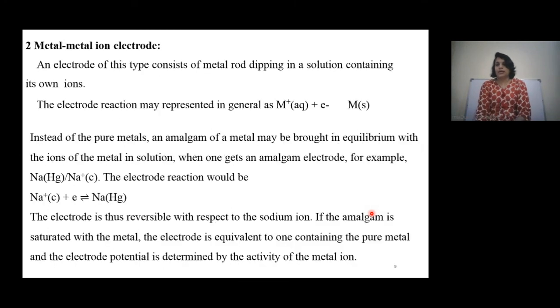Now, the metal ion electrode. An electrode of this type consists of a metal rod dipped in a solution of its own ion.